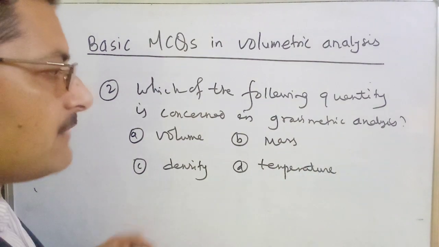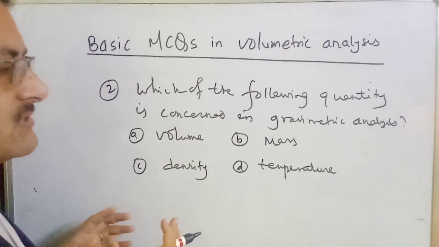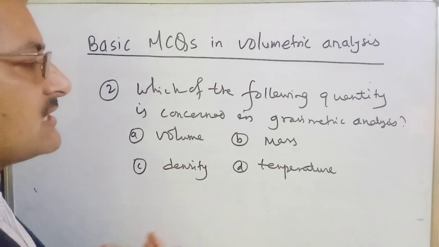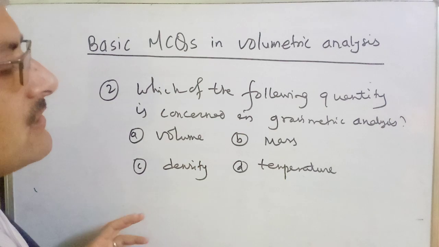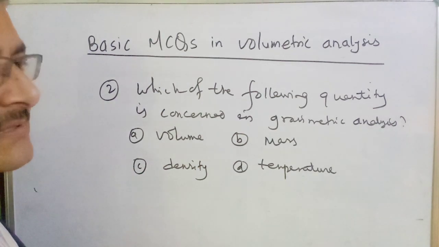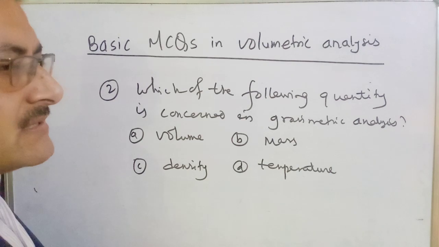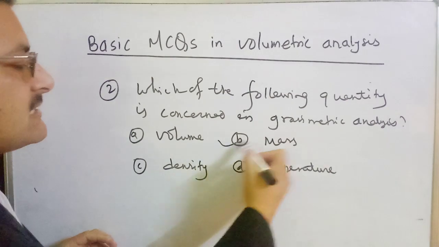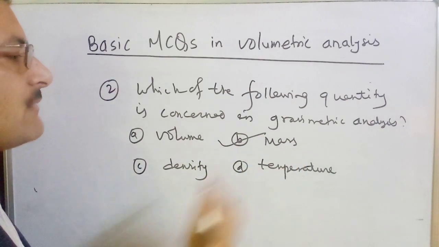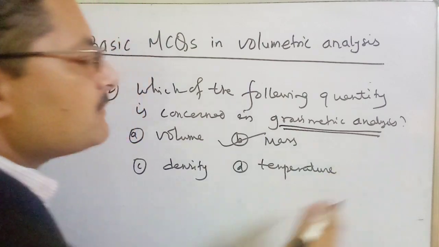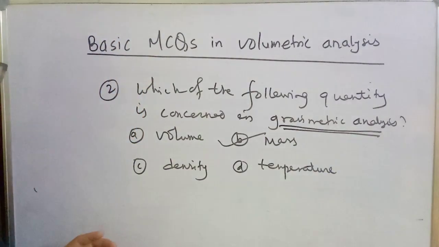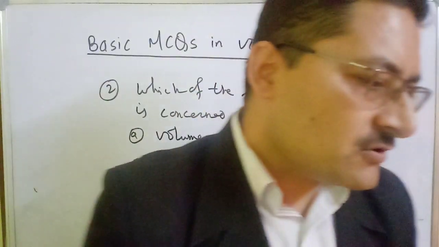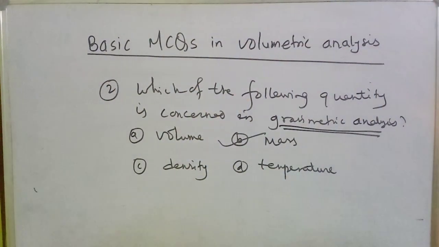Gravimetric means measurement of the mass or weight of a certain substance, and it does not measure the volume, density, or temperature. It directly measures the mass of a substance by stoichiometric calculation from the reaction. So definitely the answer is mass, not volume, density, or temperature. In gravimetric analysis, you measure the mass of a substance from the stoichiometric ratio of the reactions, so it is mainly concerned with the mass of the substance.